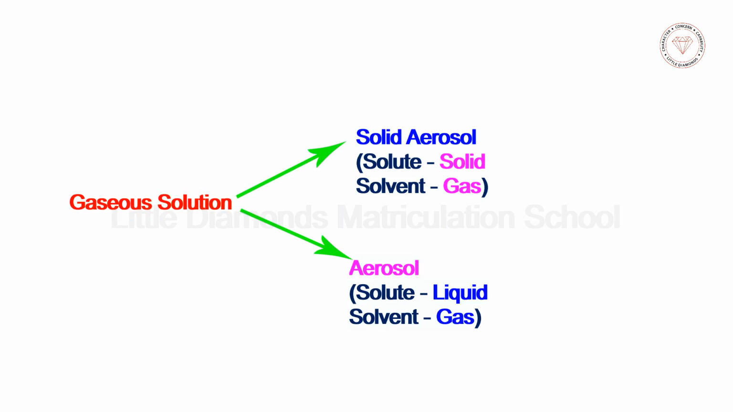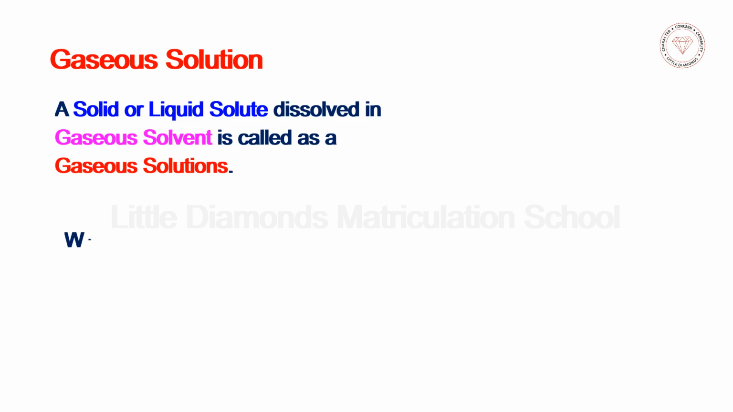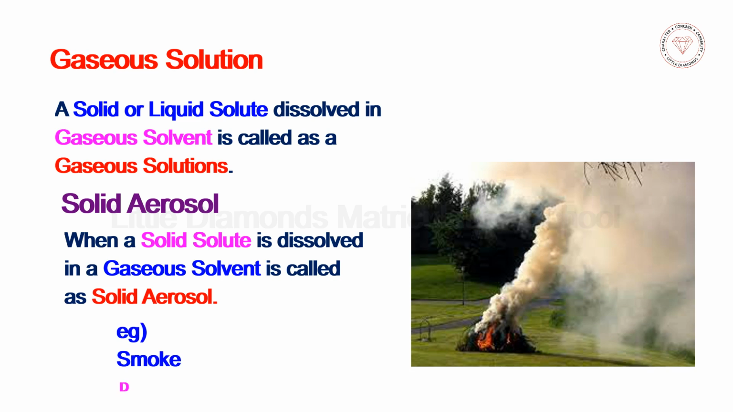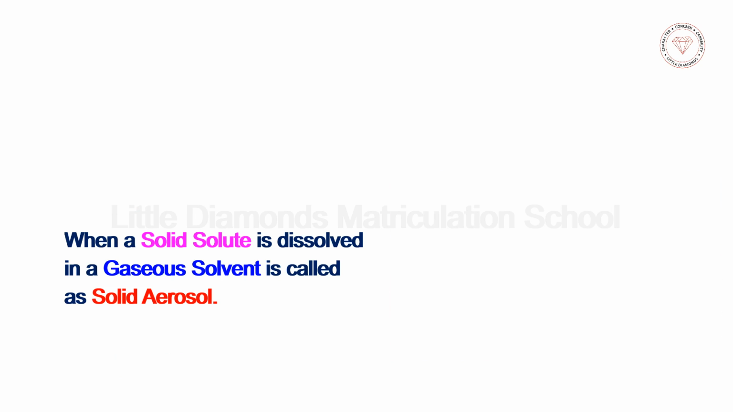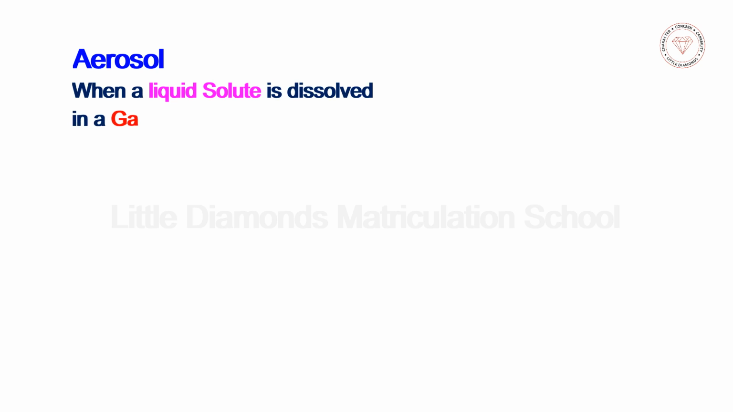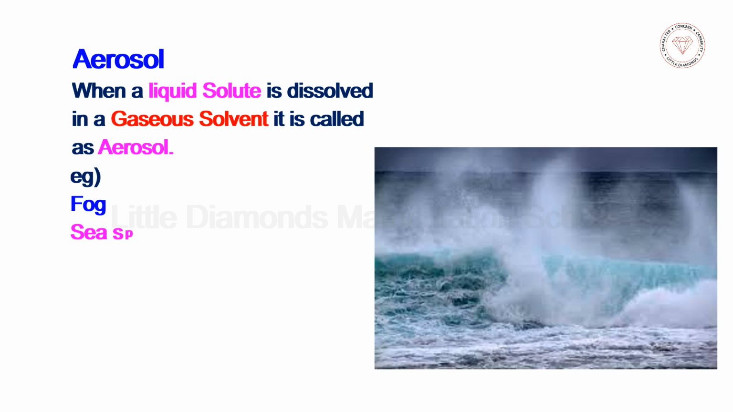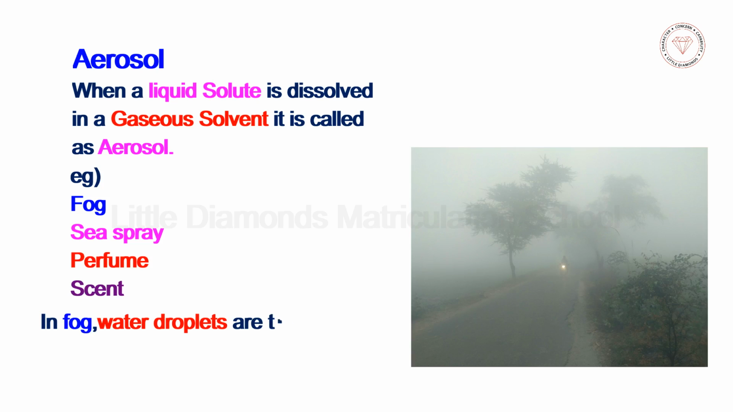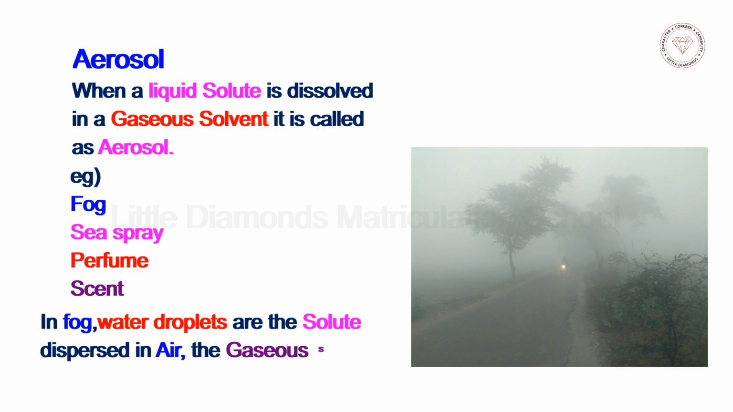Next, what are gaseous solutions? A solid or liquid solute dissolved in a gaseous solvent is called a gaseous solution. When a solid solute is dissolved in a gaseous solvent, it is called solid aerosol. Examples of solid aerosol are smoke, dust, etc. When a liquid solute is dissolved in a gaseous solvent, it is called aerosol. Example, fog, sea spray, perfume or scent, etc. In fog, water droplets are the solute dispersed in air, the gaseous solvent.